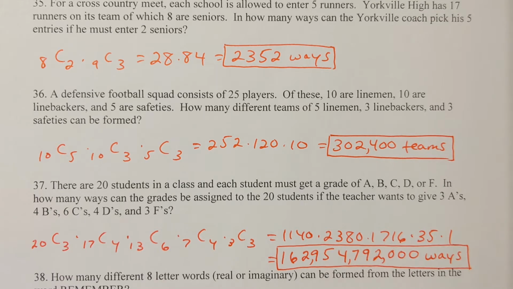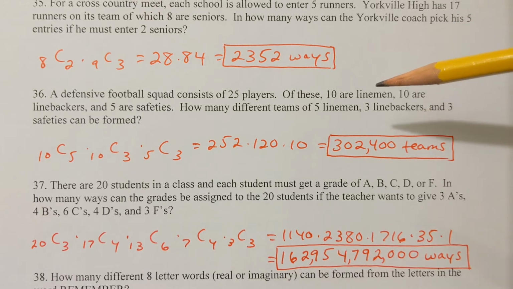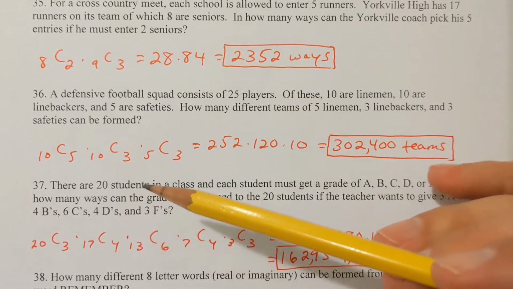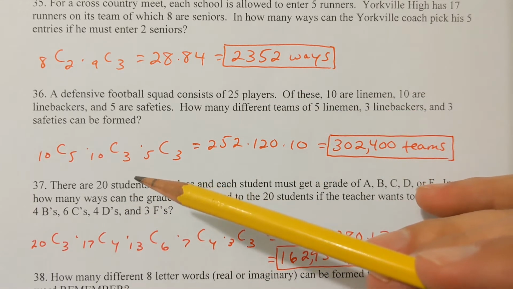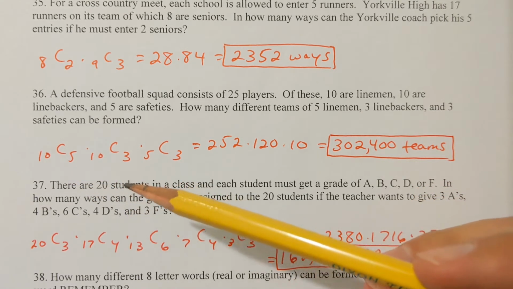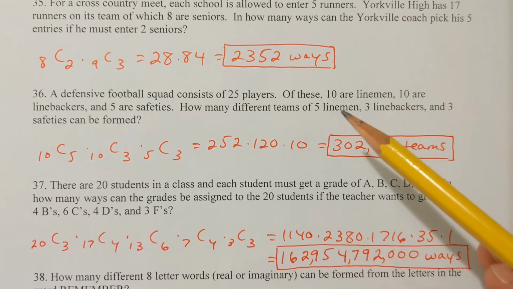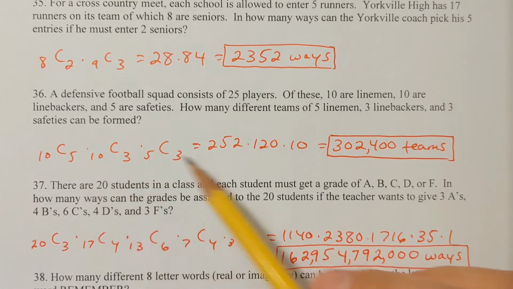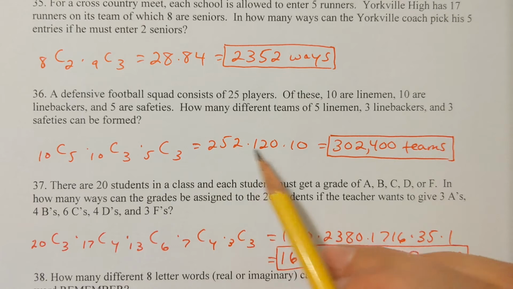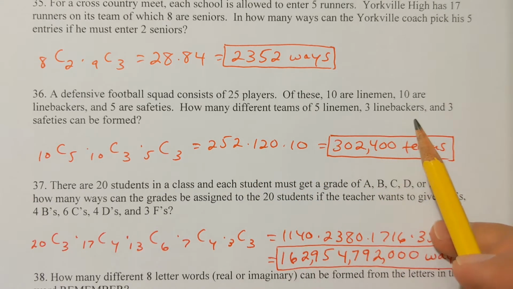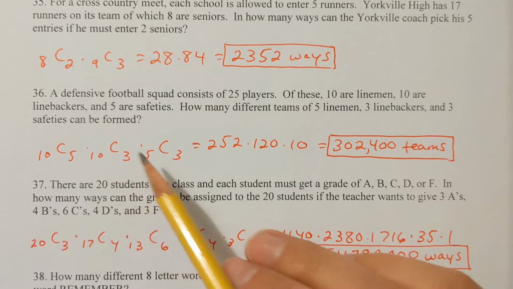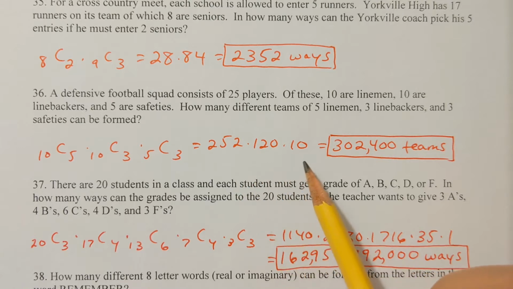Okay, so if you have 5 linemen, let's say, and you mix up those 5, that still doesn't matter, right? There's still 5 linemen, okay? So you're going to need combinations here. Now there's 10 linemen total, you're going to choose 5 of them. There's 10 linebackers, you're going to choose 3 linebackers. And there's 5 safeties, and you're going to choose 3 safeties, okay? So you've got 11 total that would have been selected. Now, how many ways can you do that?